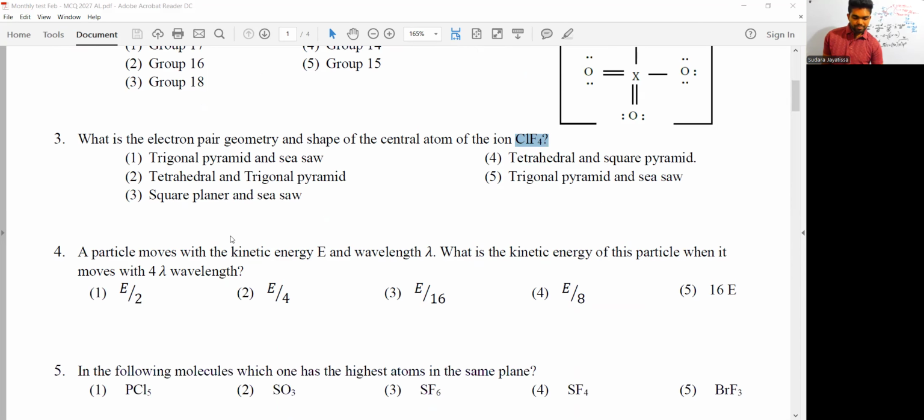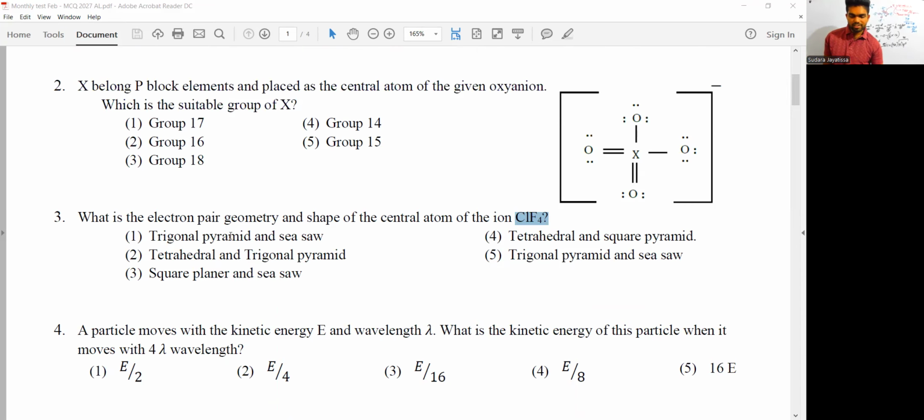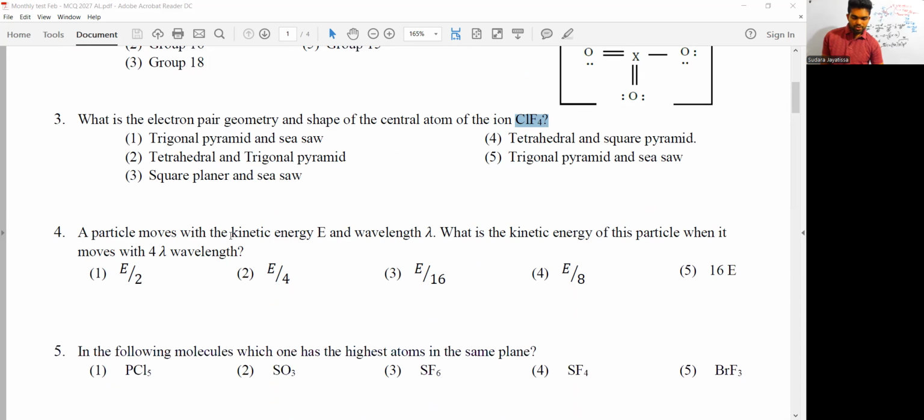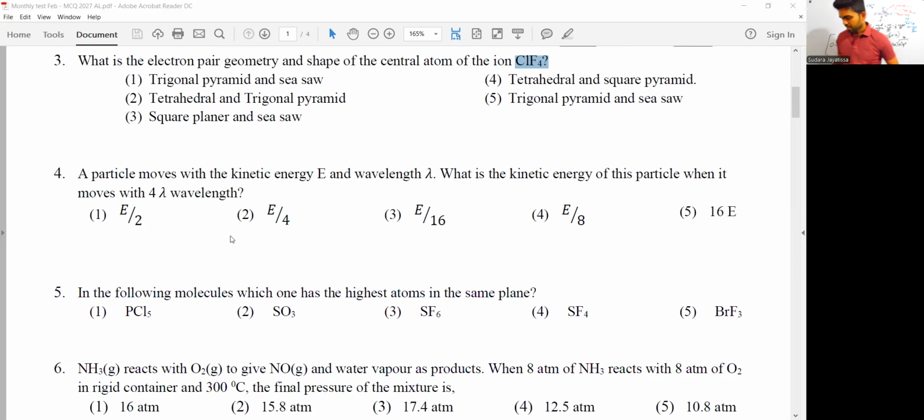Okay, then these 3 questions were kind of easy. Now let's go to the 4th MCQ. It is asking about the de Broglie wavelength. So the question is about de Broglie wavelength.